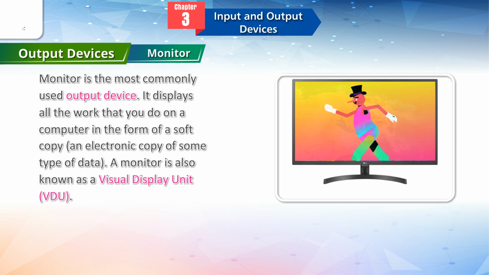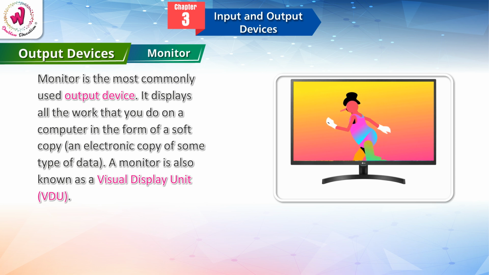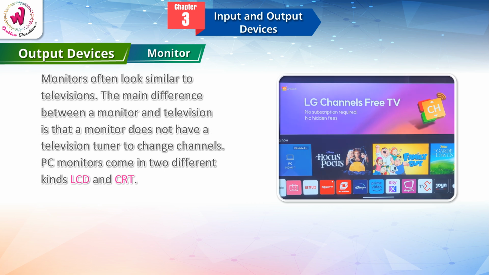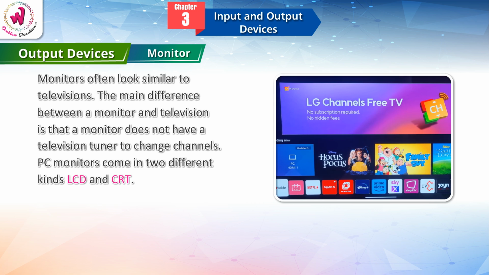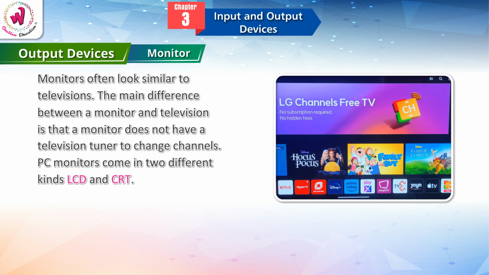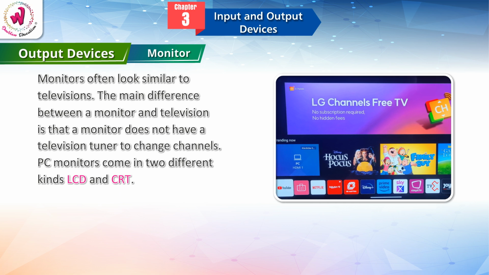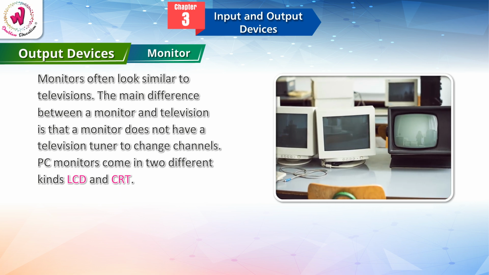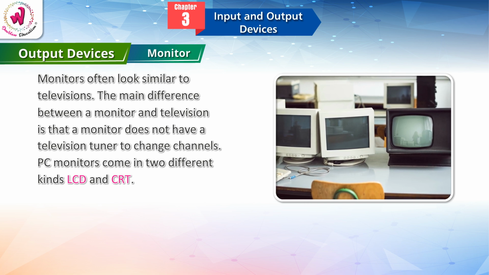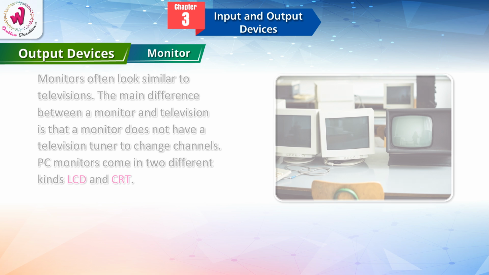Monitor. Monitor is the most commonly used output device. It displays all the work that you do on a computer in the form of a soft copy, an electronic copy of some type of data. A monitor is also known as a visual display unit, VDU. Monitors often look similar to televisions. The main difference between a monitor and television is that a monitor does not have a television tuner to change channels. PC monitors come in two different kinds, LCD and CRT.